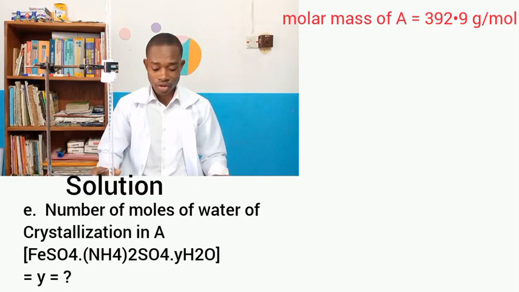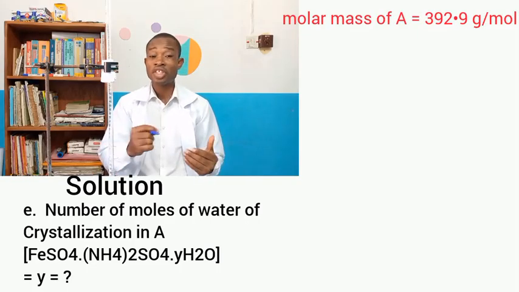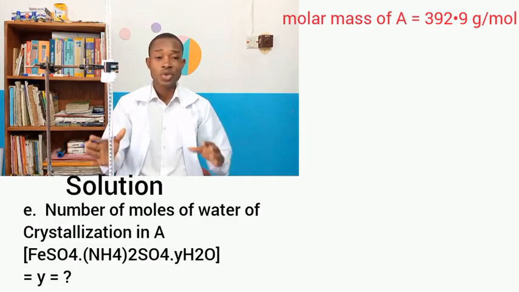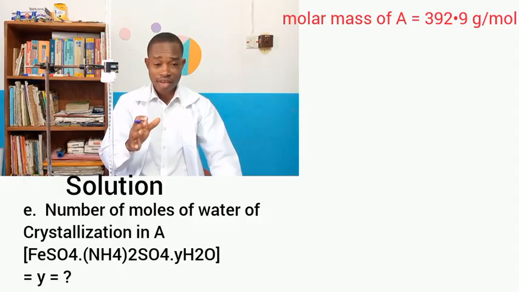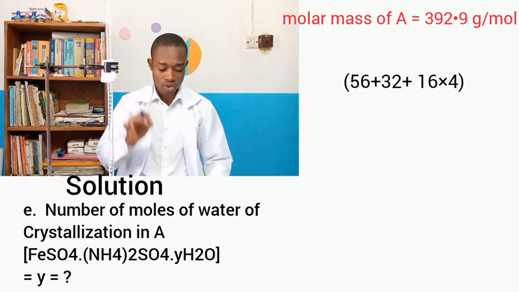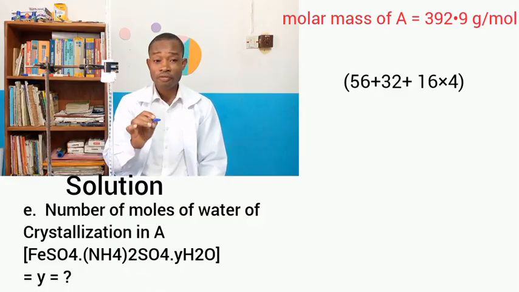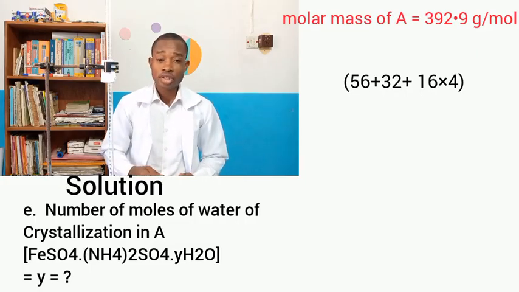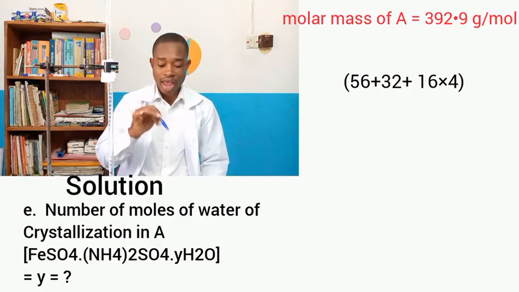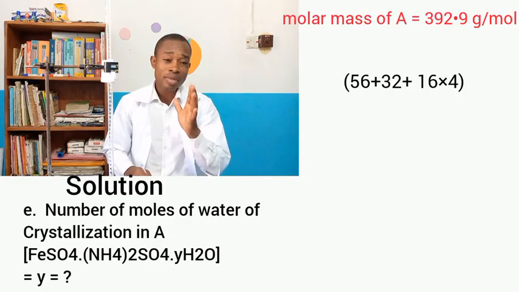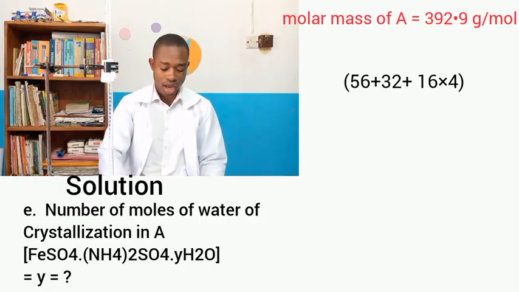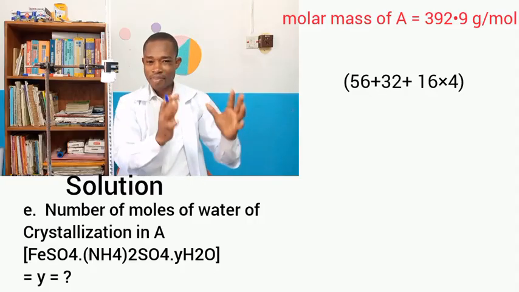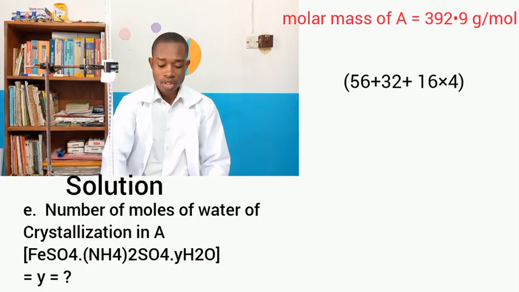Alright, we have the relative atomic mass of each element that makes up this compound. It was provided in the instruction. So we have iron, Fe, with relative atomic mass 56, plus sulfur, relative atomic mass 32, plus oxygen. The relative atomic mass of oxygen in that FeSO4 is 16, and the atomicity of oxygen there is 4, so it's going to be 16 times 4. So that is that part of FeSO4.